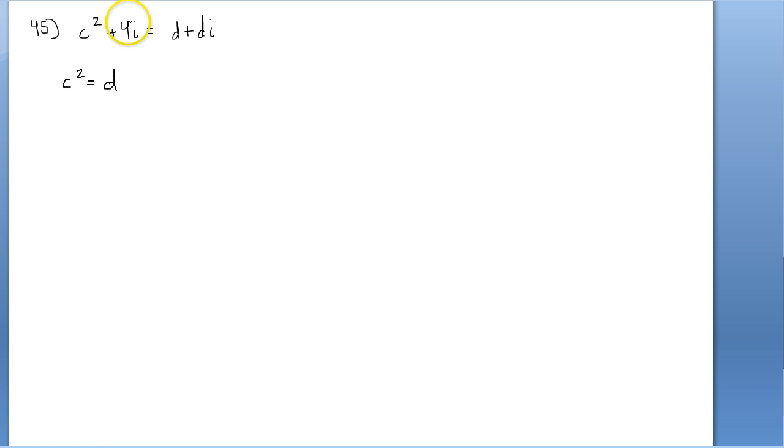So this tells us that the imaginary portion of the left side is 4, and the imaginary portion of the right side is d. So that's already solved for. We know that d is equal to 4, and we can use this information and substitute it into our first equation to solve for c. So we know that d is 4, so then we take the square root of both sides, and c is equal to the square root of 4, or c is positive and negative 2.